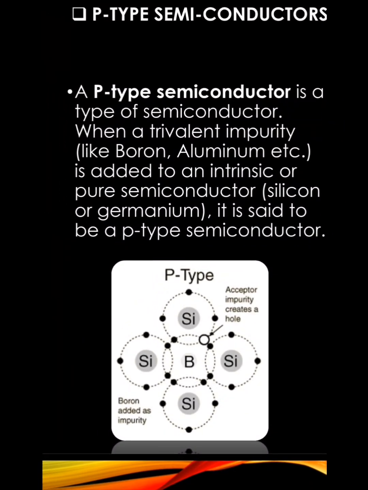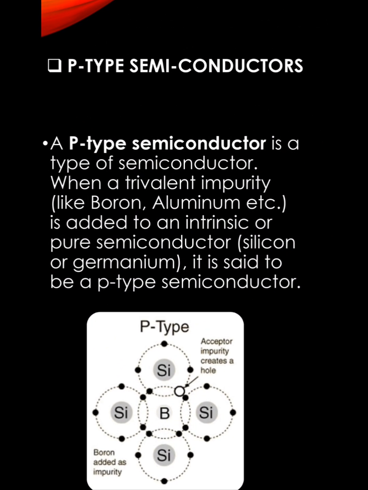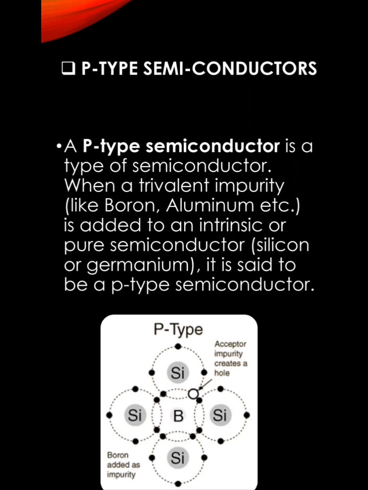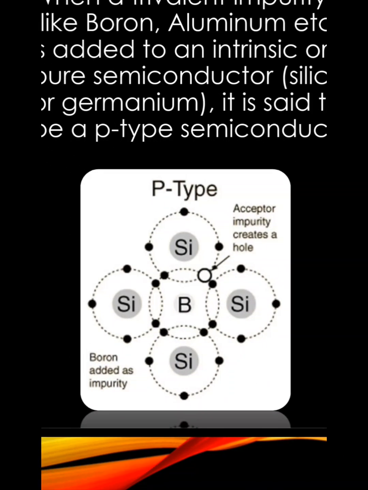Now we have to discuss the p-type semiconductor. When a small amount of trivalent impurity is added to a pure crystal during crystal growth, the resulting crystal is called a p-type semiconductor. This is the picture of a p-type semiconductor.